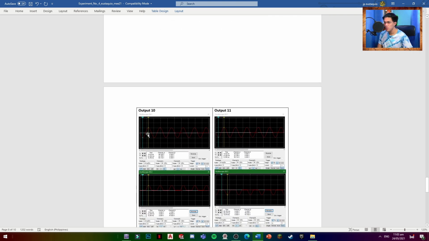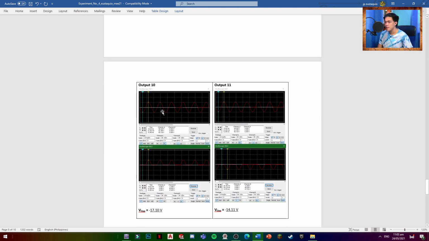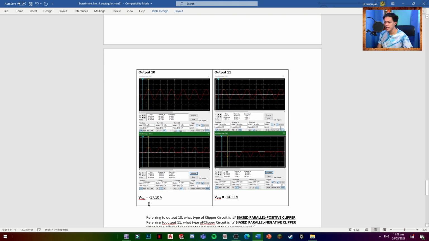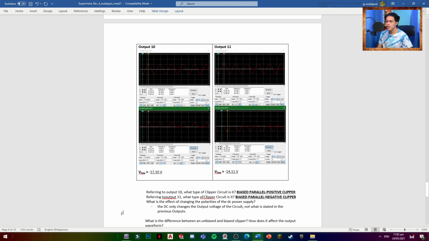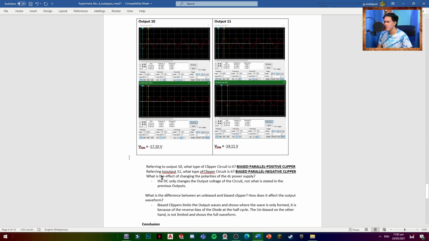So this is output 10 and output 11. For output 10, it has a voltage output of negative 17.10 volts, and for output 11, it has a voltage output of negative 14.11 volts. Referring to output number 10, the clipper circuit is a biased parallel positive clipper, and output 11 is a biased parallel negative clipper. So what are the effects of changing the polarities of the DC power supply? The DC only changes the output voltage of the circuit, not what is stated in the previous outputs.